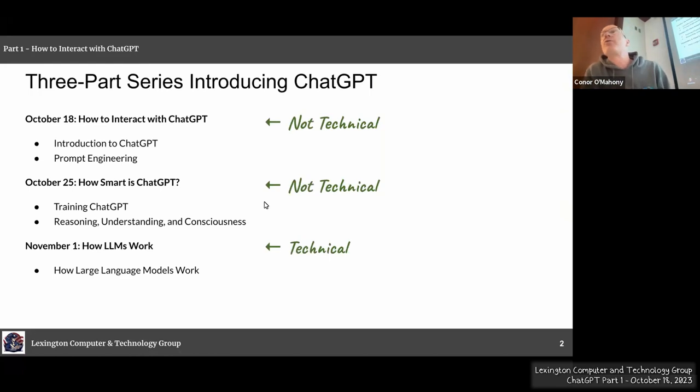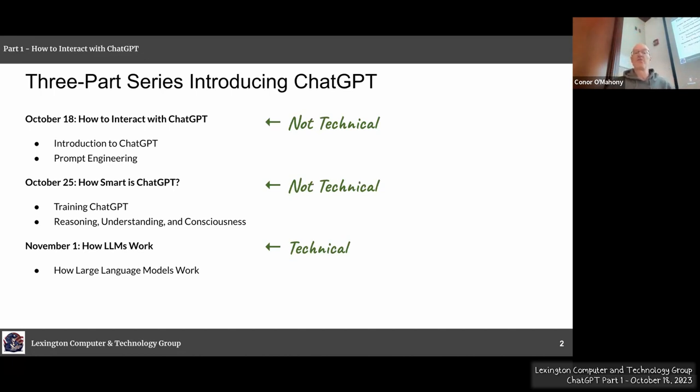Okay, so this is going to be a three-part series. The first two sessions are what I would term as not technical. We're going to deal with some technical terms in there, but you don't need any technical knowledge to absorb them. The third one is going to be a bit more technical. I'll try to make it as consumable as possible, but we're going to get into matrix multiplication and all sorts of fun when we're in that section.